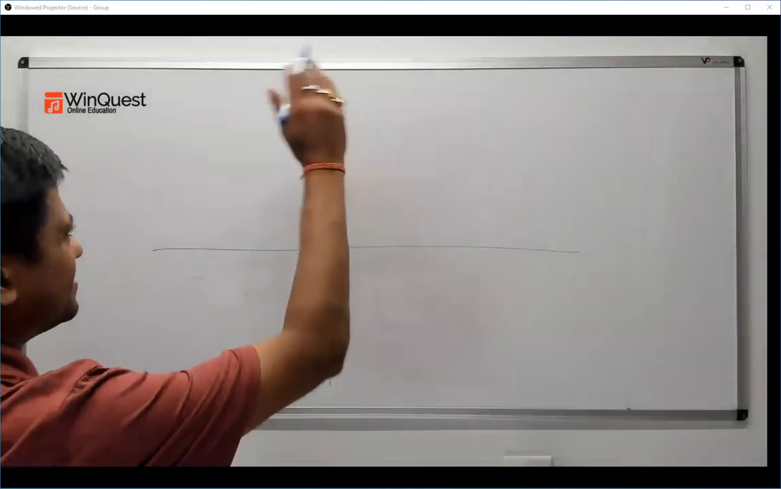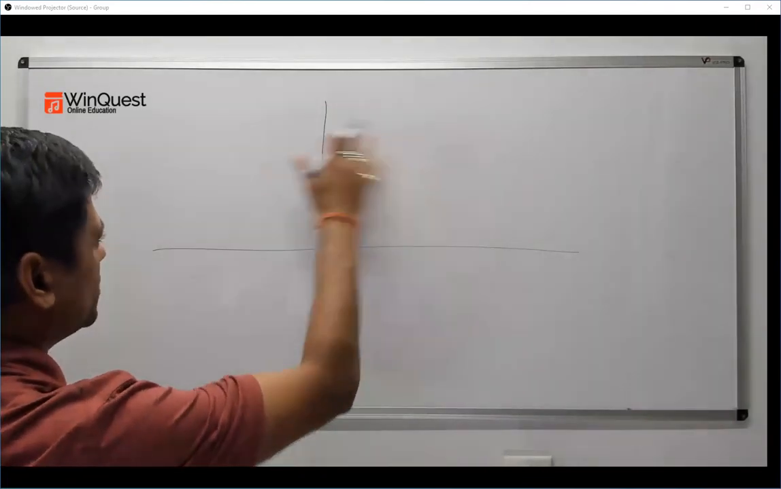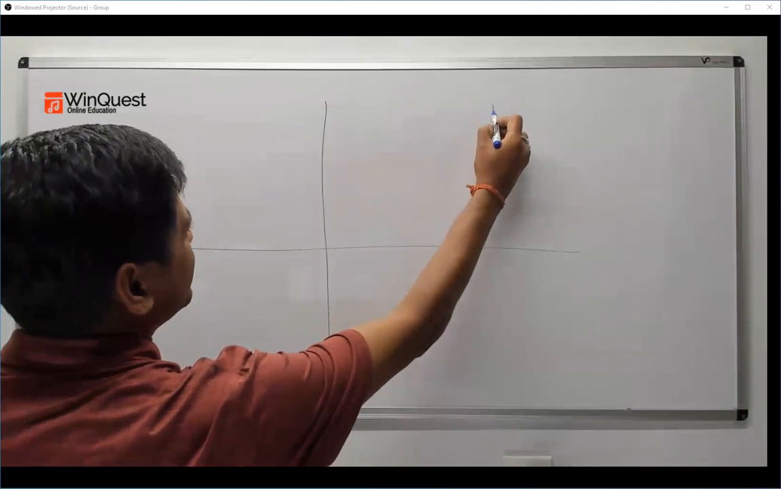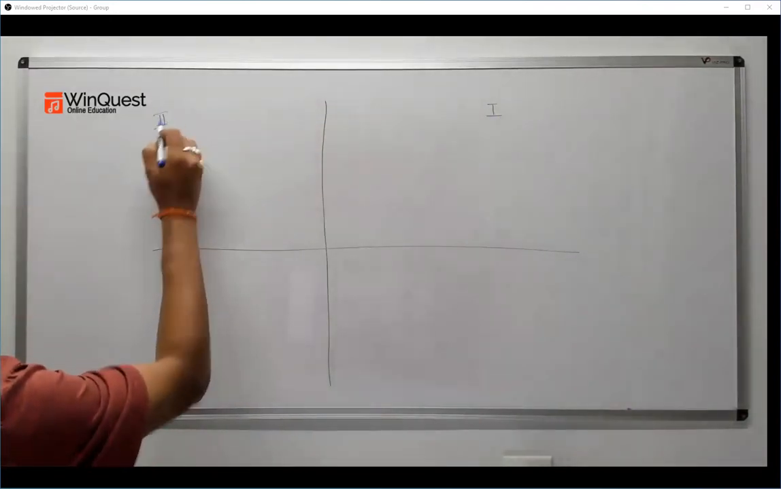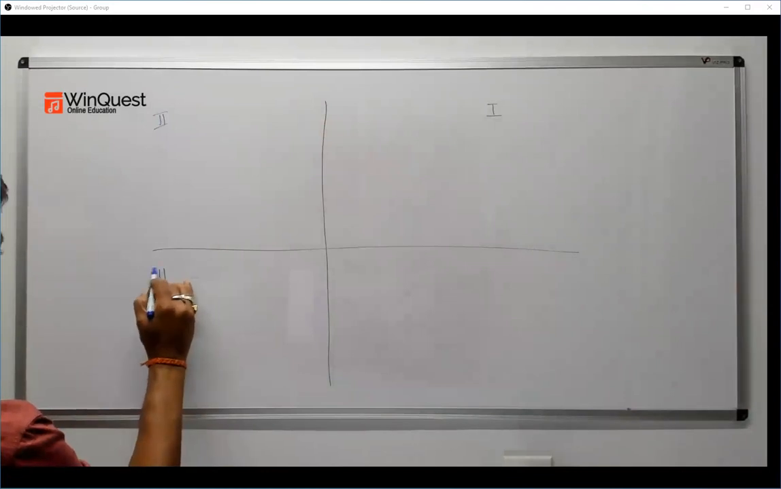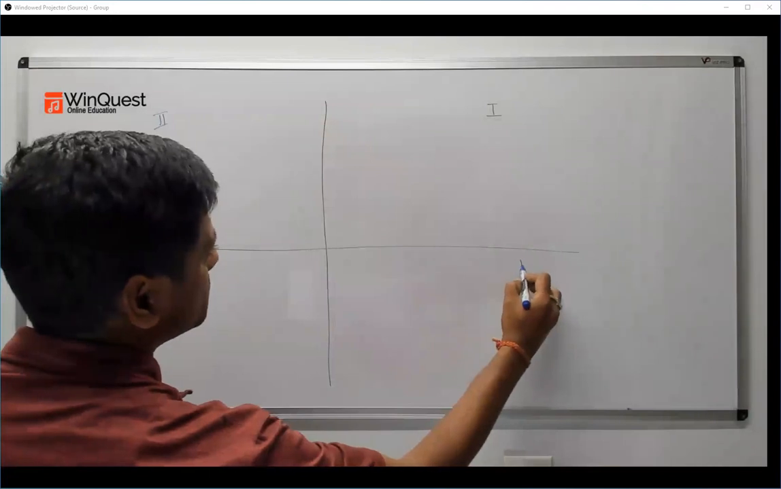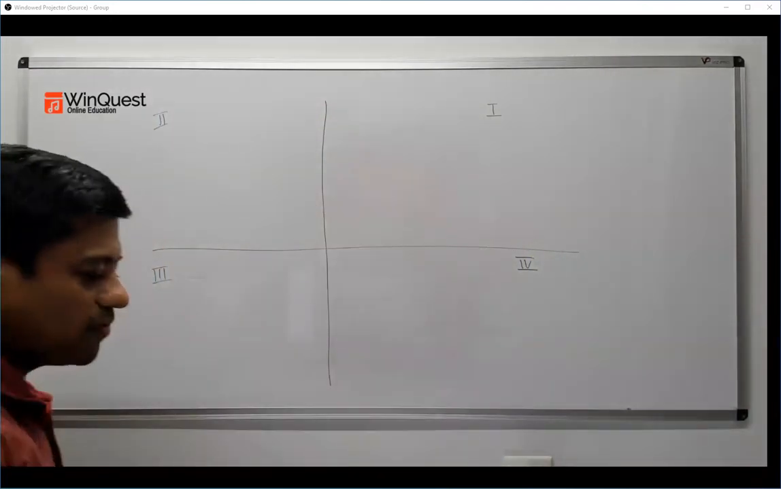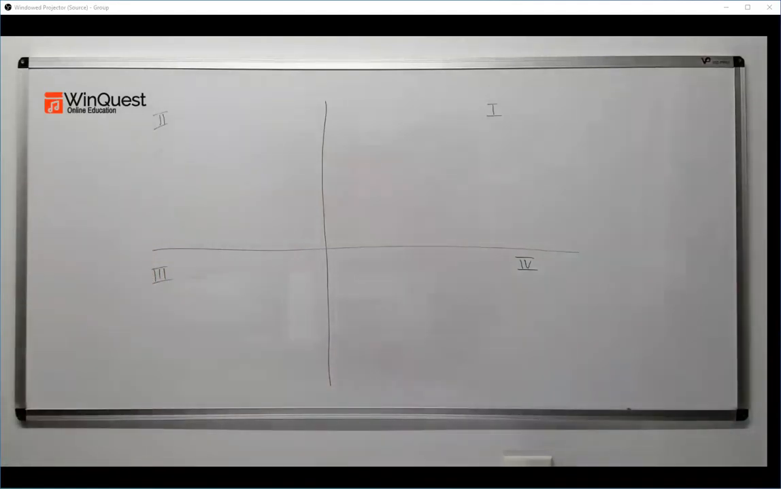Just think of this as the x and y axis, and these are houses 1, 2, 3, 4. They go anti-clockwise. This is the first quadrant, this is the second quadrant, this is the third quadrant, and this is the fourth quadrant. Please do remember, everything goes anti-clockwise in quadrant rules.